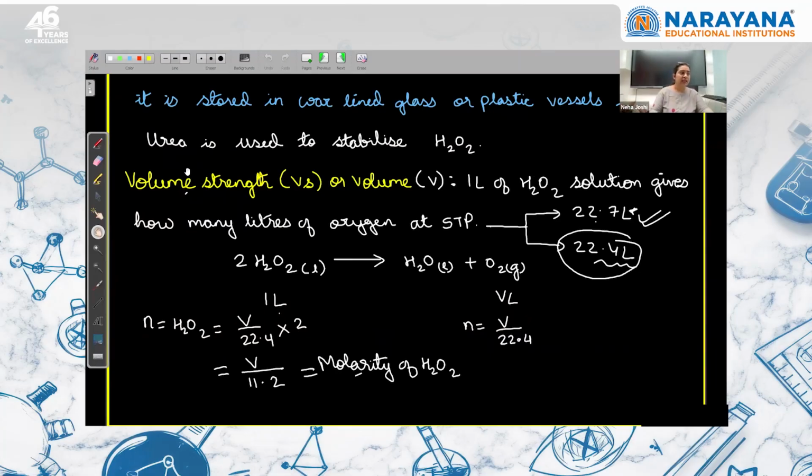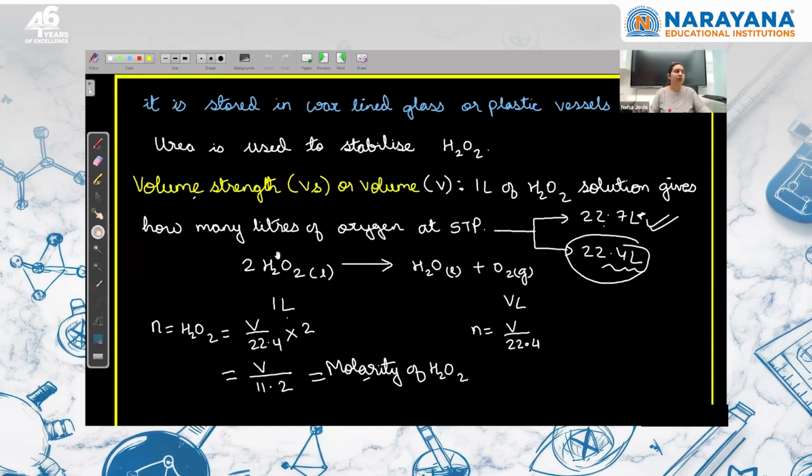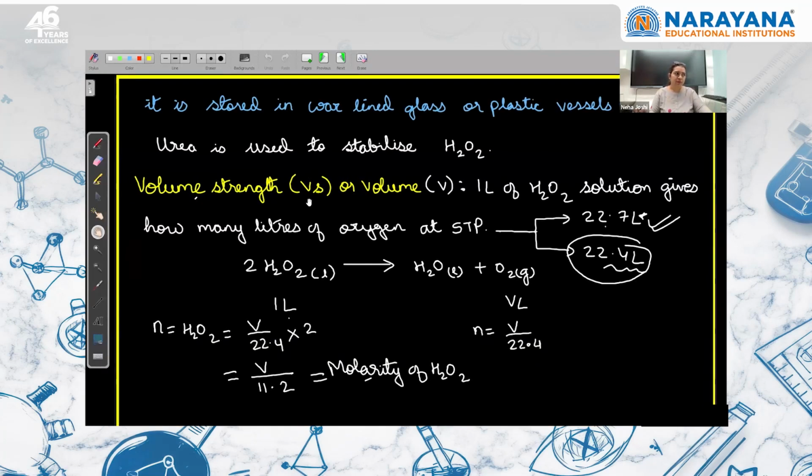Okay, urea, as I said, we add some urea into that bottle because it stabilizes H2O2 and its overall decomposition is slowed down. Volume strength, I assume you might have done in mole concept. If you have not done, I have shared notes. This part is there in your notes, which I have shared in the note.